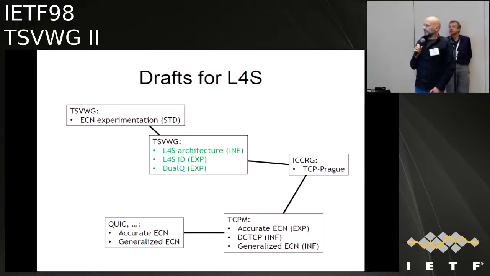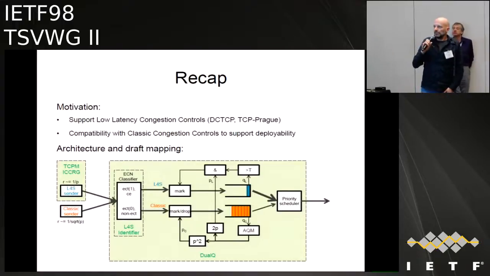Okay, next slide. So just to say, the architecture is about the whole thing. The dual queue itself, that's a dual queue draft, explaining the mechanism, and then the L4S identifier is used in that mechanism as a small part. And the others, in TCPM and ICCRG, are only on the senders and receivers. It's the TCP protocol itself.